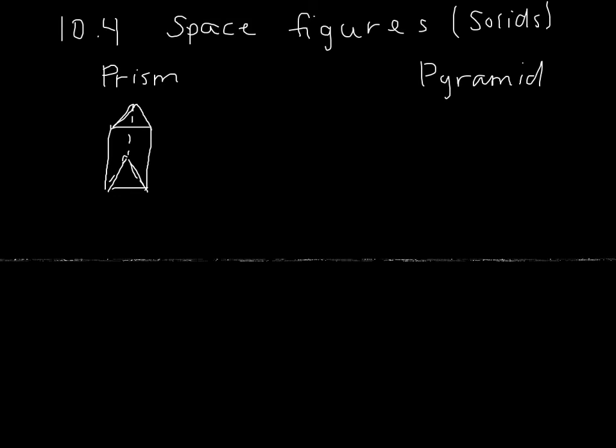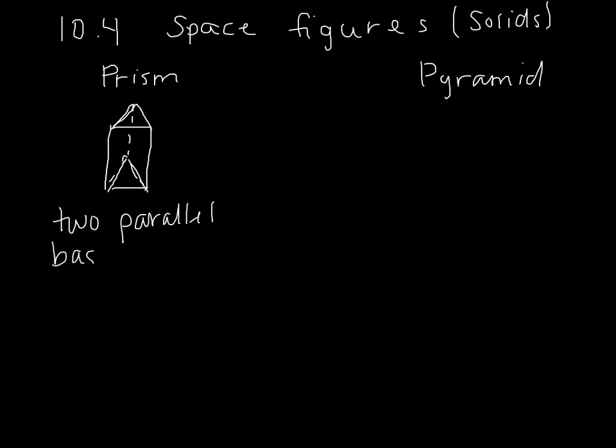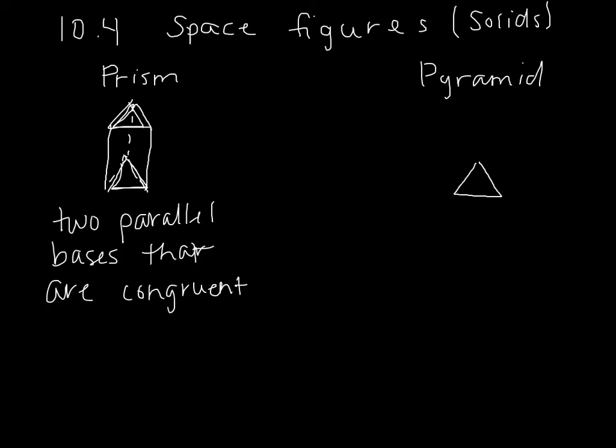Okay, so a prism has two parallel bases that are congruent. Okay, so this one has a triangle base. They are the same size, same shape, same everything. Then it is a prism. Okay, we also have a pyramid, whereas if I had a triangle for my base, and then they came to one point, which is called our vertex.